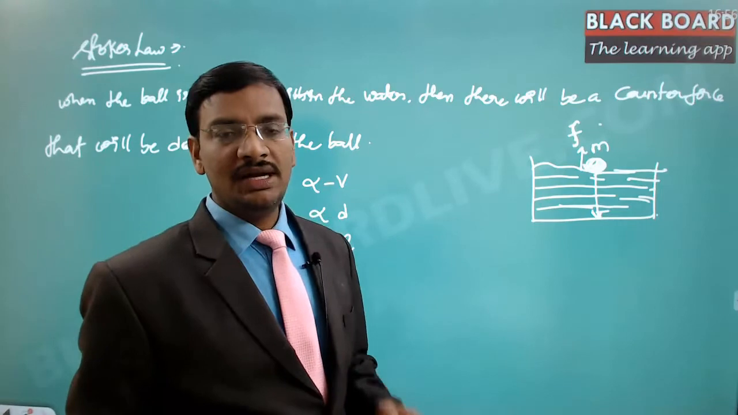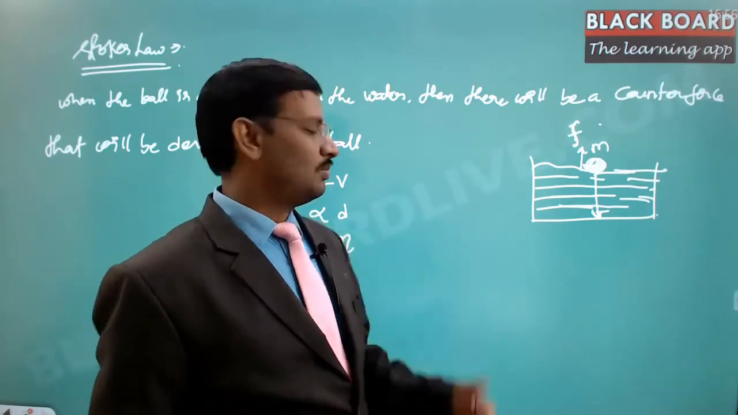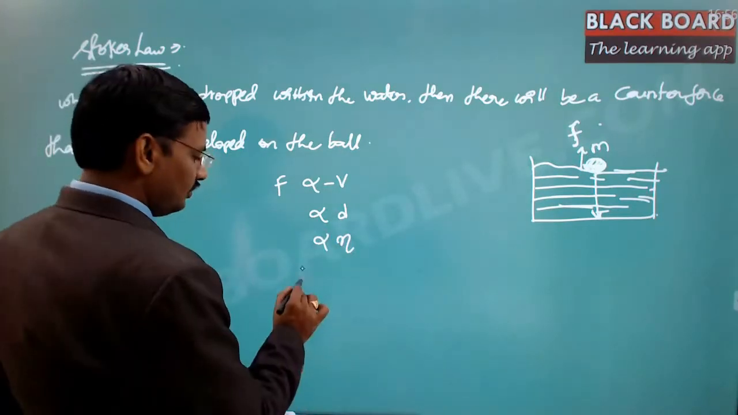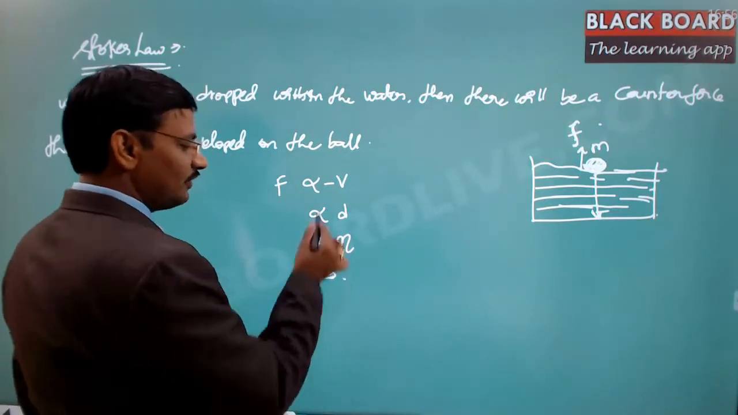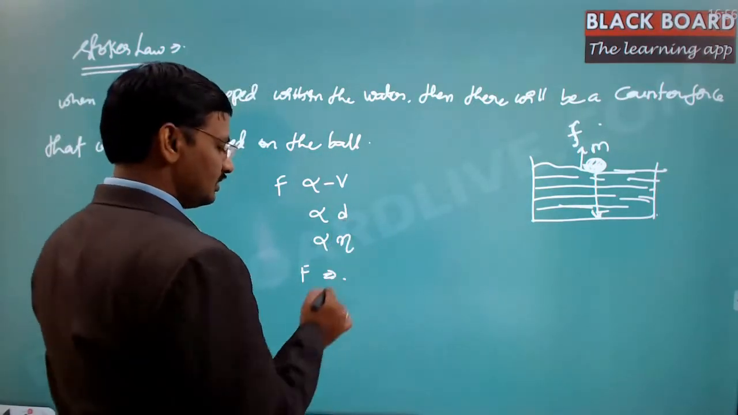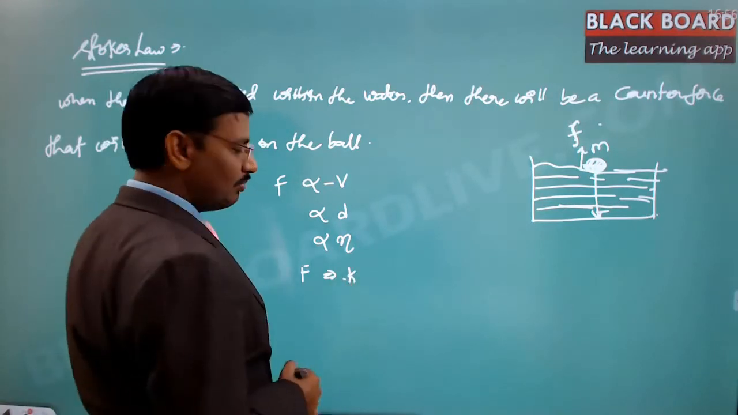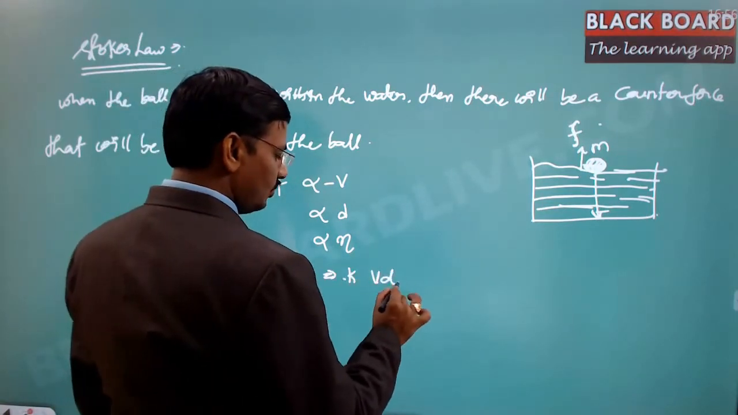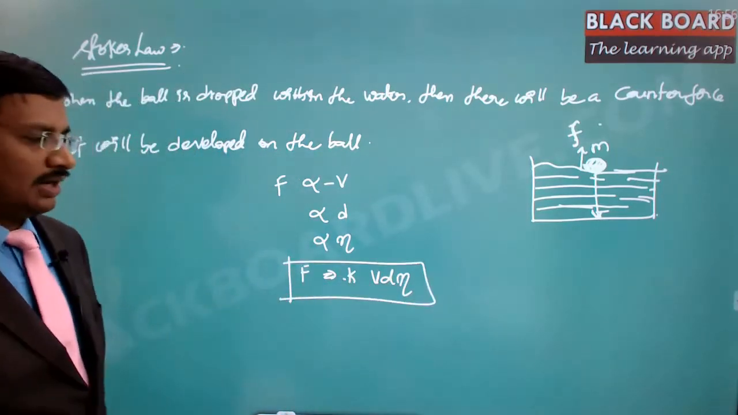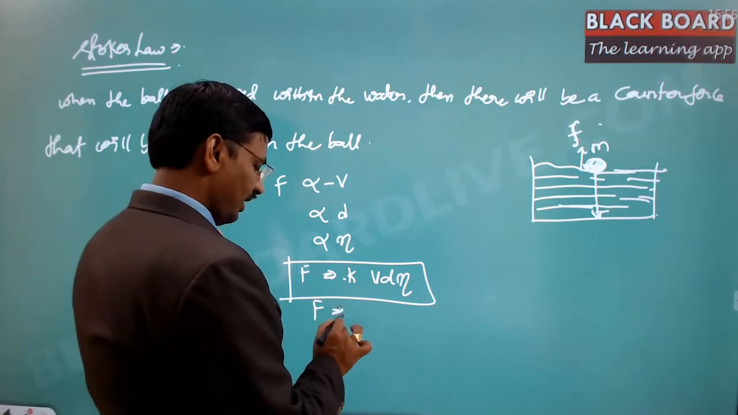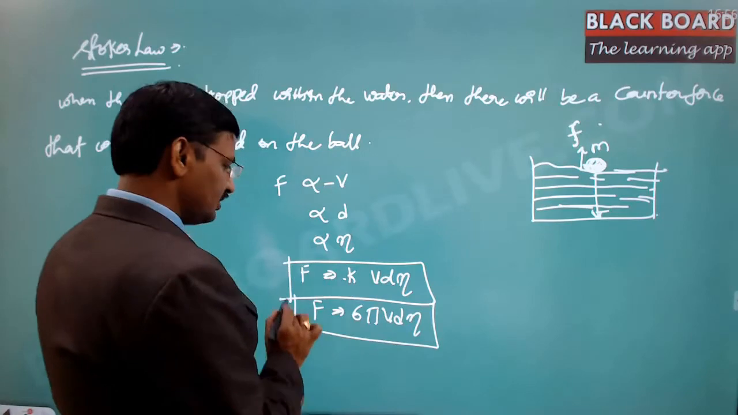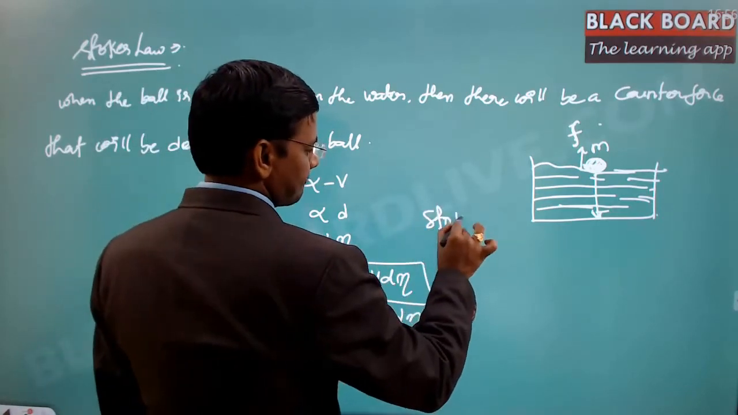In oil, it applies the counter force more because the viscosity of oil is more. Now this is nothing but this force, if you ignore the sign, because this force is anyway the opposite force that everybody knows. This is some constant k multiplied by v into d into eta. So F is equal to k v d eta, and this k value is 6 pi. So 6 pi v d eta, and this is what is called the Stokes law.